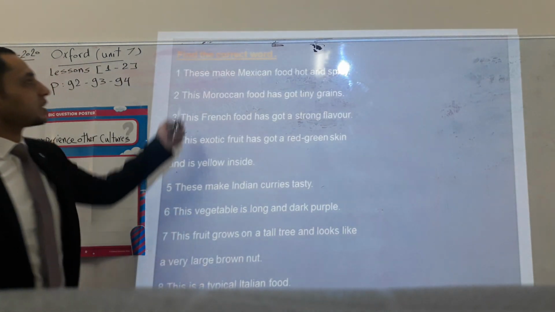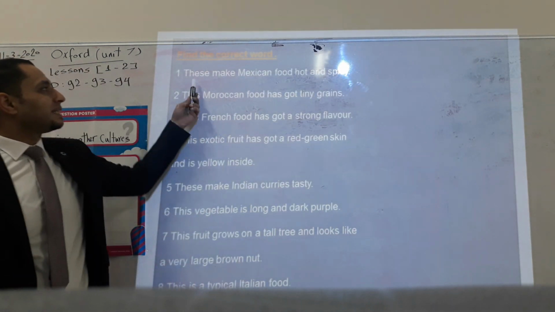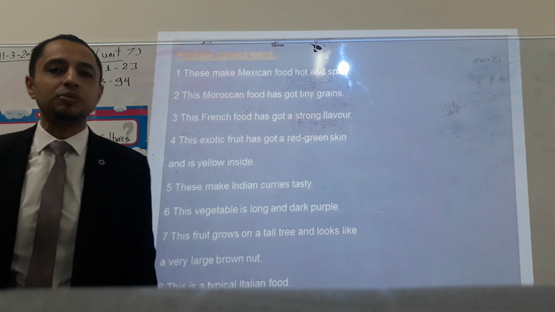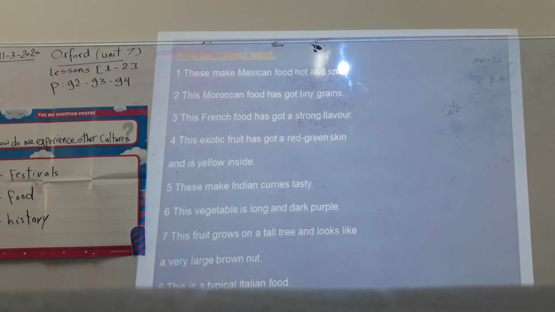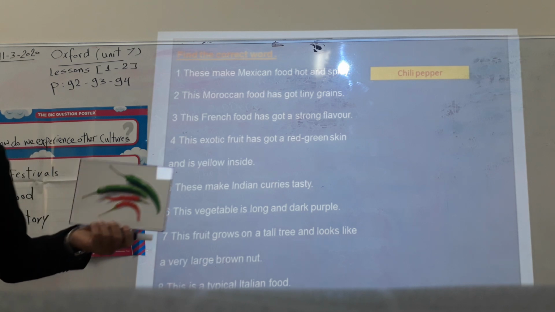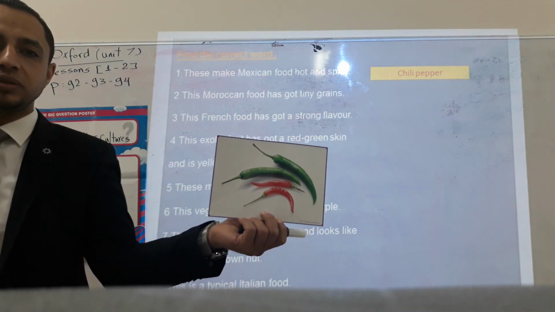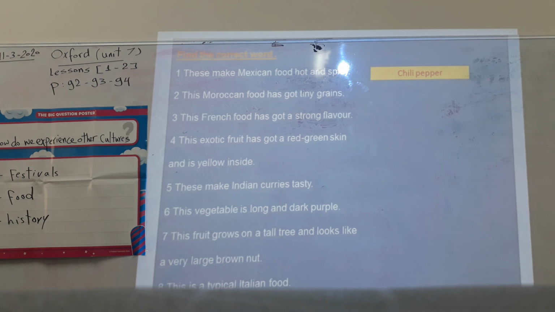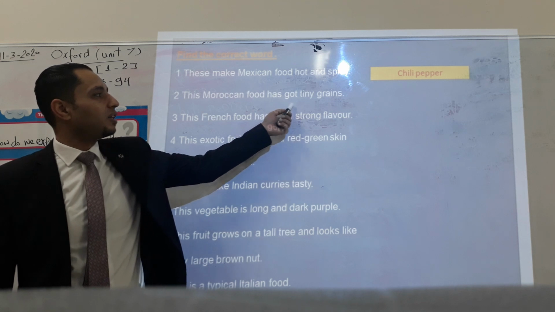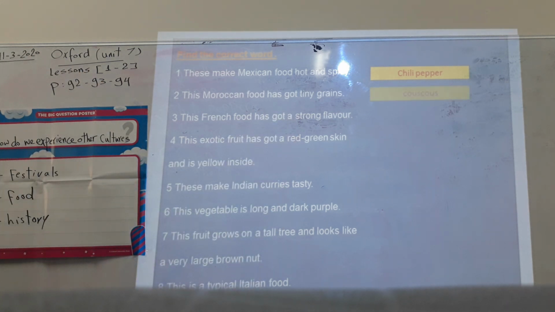Okay, find the correct word. Number one, these make Mexican food hot and spicy. You can guess what? Yes, great. The answer is chili pepper. Okay, look here. This Moroccan food has the tiny grains. Yes, it's couscous. Very good.